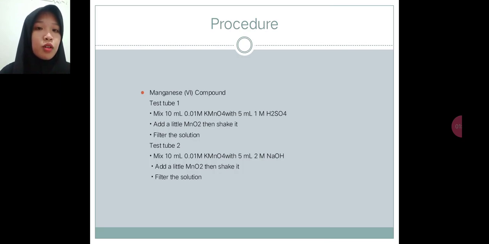Test tube 2: mix 10 ml 0.01 molar potassium permanganate with 5 ml 2 molar sodium hydroxide. Add a little manganese oxide and shake it. Filter the solution.